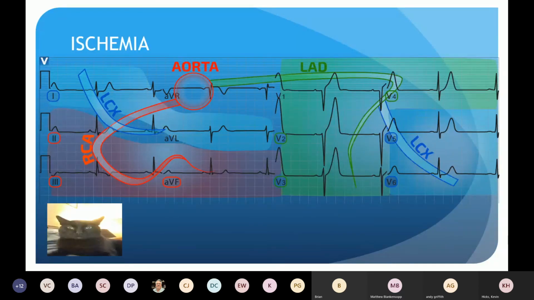This is just a little schematic that kind of shows: 1, AVL, and 5 and 6 is lateral, the left circumflex. 2, 3, and AVF is inferior, the right coronary, and then V1 through V4 is going down the middle part of the heart, okay? And then AVR, you can see it's kind of coming off the aorta.